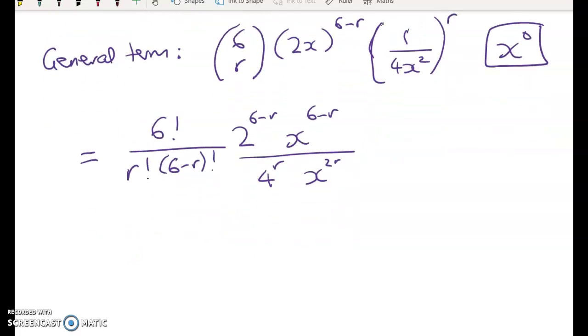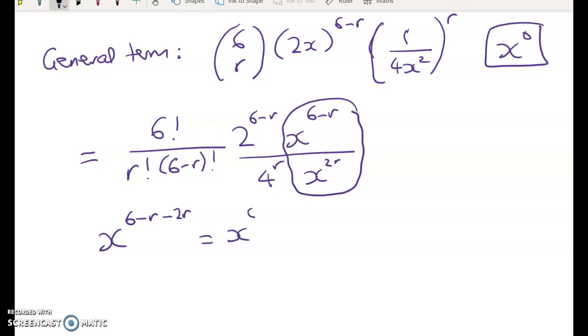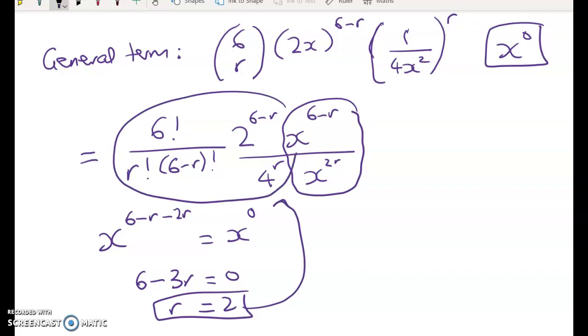What we're looking for now is how to get this equaling 0. So we've got x to the power of 6 minus r minus 2r has to equal x to the power of 0. Going really slowly, we get 6 minus 3r equals 0. So we need r equals 2. And now we're going to substitute the 2 back into here, and we're going to find that all of this works out to give us 15.